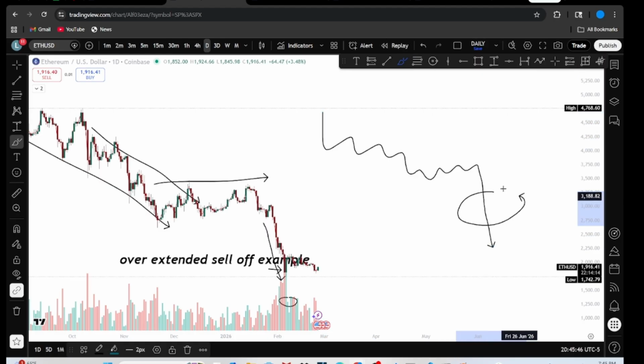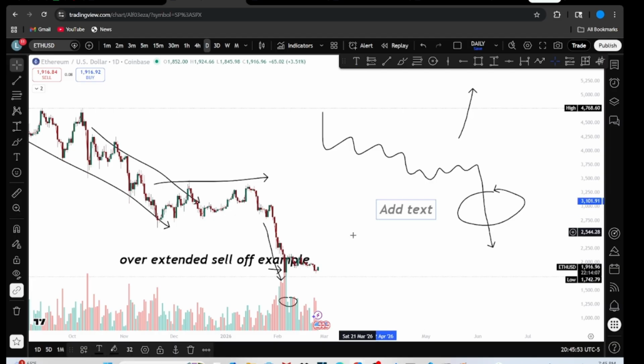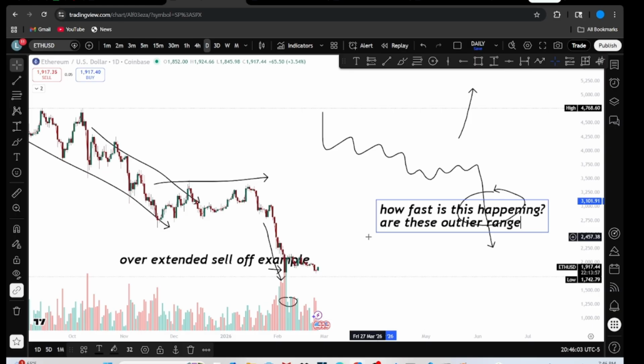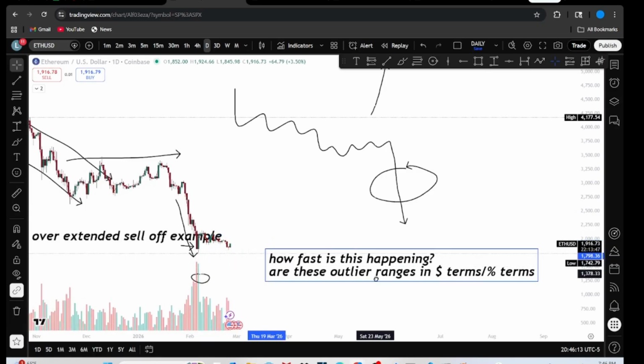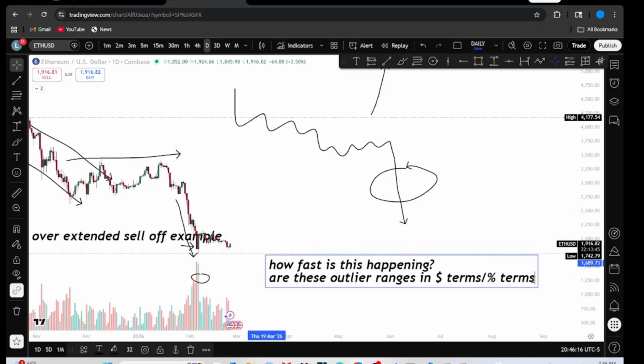So within these panics or these major moves, we're basically thinking, okay, how fast is this happening? Are these outlier ranges in dollar terms and percentage terms? And then also we're thinking, what does the volume look like?